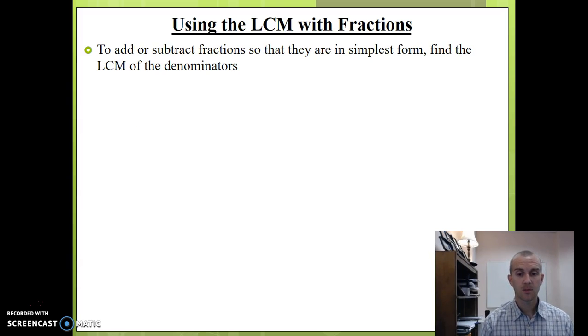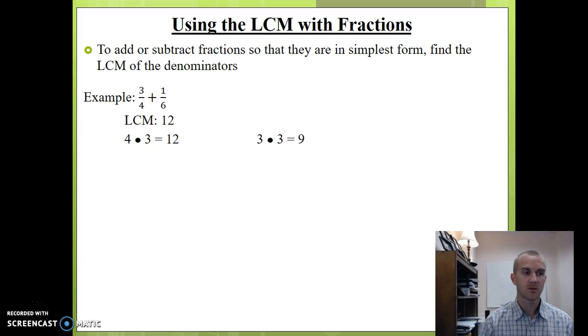Now with the LCM, I'm using that where I want to add and subtract fractions so that they stay in the simplest form at all times. For example, if I'm doing 3/4 plus 1/6, I can use 24 because I know I can multiply my denominators to create a common multiple, but my least common multiple is 12. So I'm going to change both of my fractions to have that least common multiple of 12.